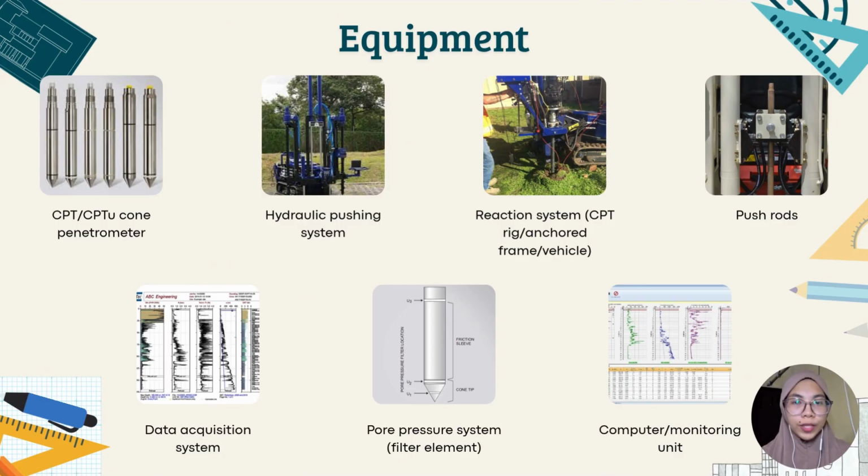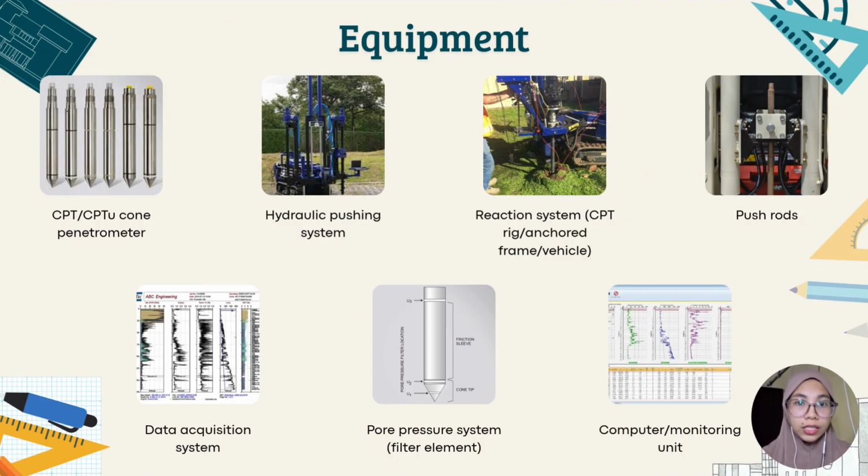Now, I will continue with the equipment used in CPT and CPTU. The main equipment is the cone penetrometer, which is used to measure cone resistance, slip friction, and pore water pressure for CPTU. Next, the hydraulic pushing system is used to push the cone into the ground at a constant rate. The reaction system, such as a CPT rig or vehicle, provides the required force support during penetration.